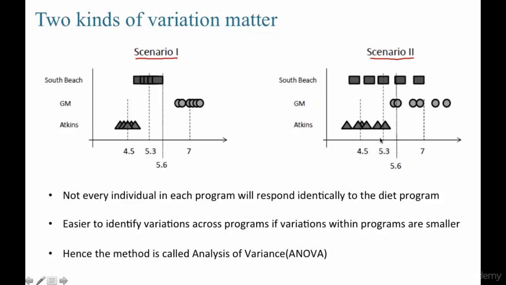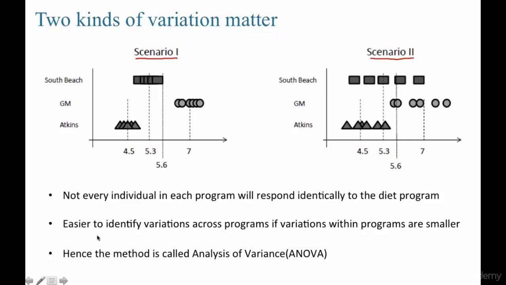What does that mean? Say 5.3. A person who is assigned to Atkins diet program loses 5.3 kgs, and a person who is assigned to South Beach diet program also loses 5.3 kgs. So there is an overlap. We really don't know how much weight a person assigned to Atkins would lose or how much weight a person assigned to South Beach would lose, because there is significant overlap there.